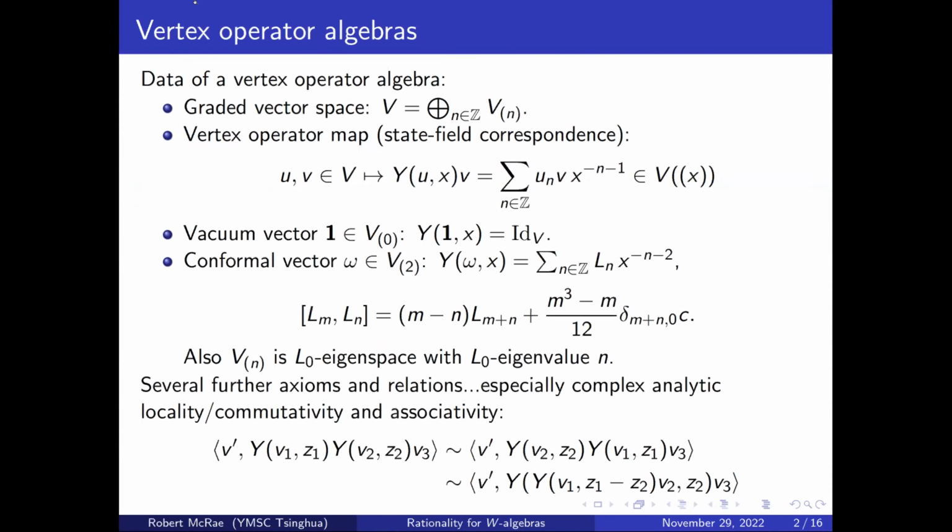So first of all, it's a graded vector space. Usually we like it to be Z-graded, though sometimes we like it to be half Z-graded. There are different options here. And then there's this vertex operator map, also called the state-field correspondence. So the vectors in V are called states, and this vertex operator is called a field. So to any pair of vectors in V, we associate a formal Laurent series whose coefficients are vectors in V.